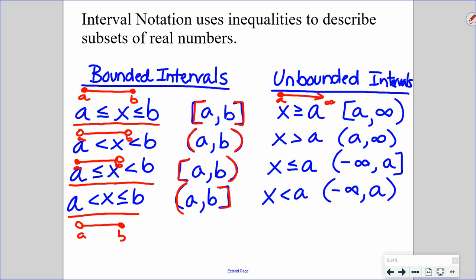Because I'm using a closed circle, or because the inequality is greater than or equal to, I use a bracket on a. Now, we always use parentheses on infinity. Okay.